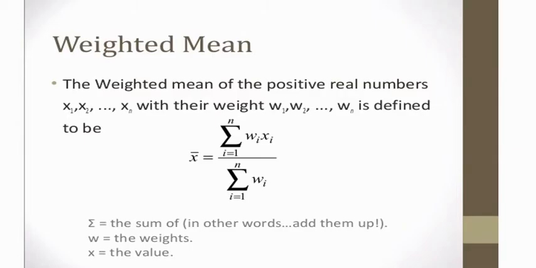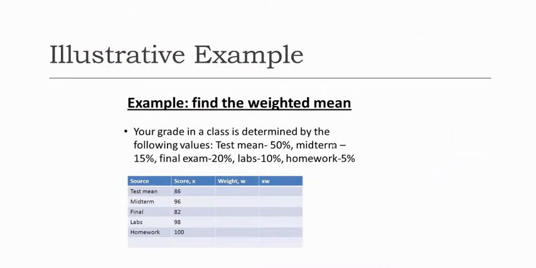So x bar sub w, or mu sub w, is equal to the summation of w sub i, x sub i, divided by the summation of weights. In other words, the weighted mean is equal to the summation of the products of w and x, where the capital Greek letter sigma represents the sum of, right? And w is the weights, and x is the data value.